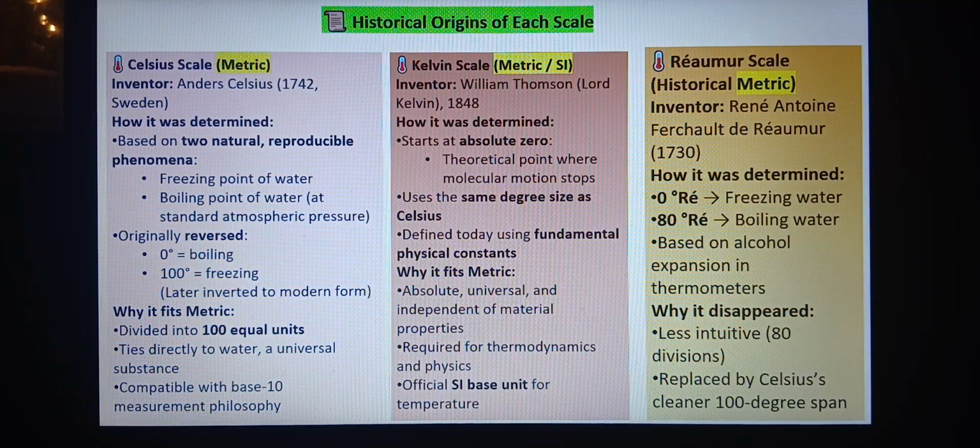The Reaumur scale. The historical inventor was René Antoine Ferchault de Reaumur, 1730. How it was determined. 0 degrees Re is freezing water. 80 degrees Re is boiling water, based on alcohol expansion in thermometers. Why it disappeared? It was less intuitive, with 80 divisions. It was replaced by the Celsius cleaner 100 degree span.